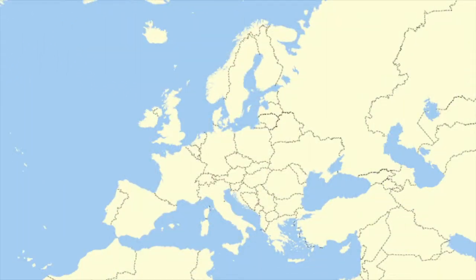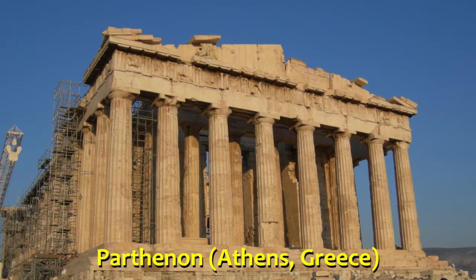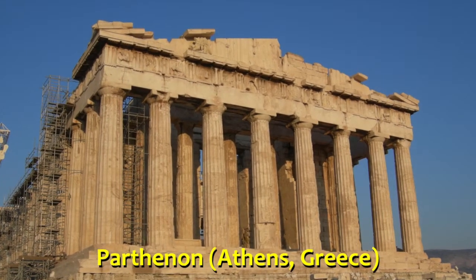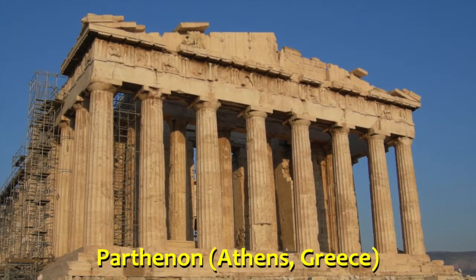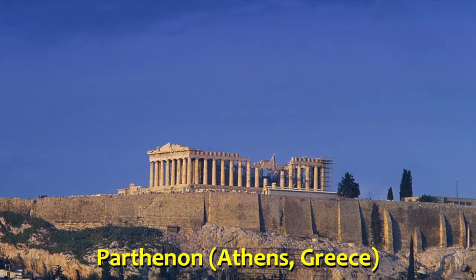We will start by looking at two temples from ancient Greece. The first temple we're going to look at is the Parthenon in Athens. The Parthenon was built to honor Athena, since she was the patron goddess of Athens. It is located on a hill, so no matter where you are in the city, you can see the Parthenon.